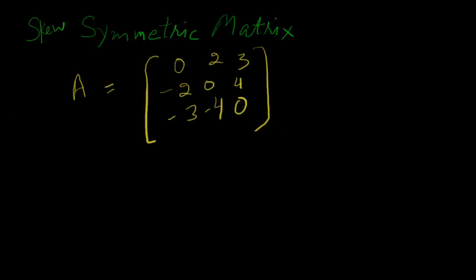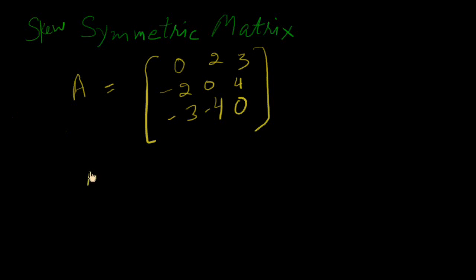Skew symmetric matrix is a little different from symmetric matrix. Skew symmetric matrix means if any matrix transpose is equal to the negative of the matrix, then that matrix will be a skew symmetric matrix. Let's see how.